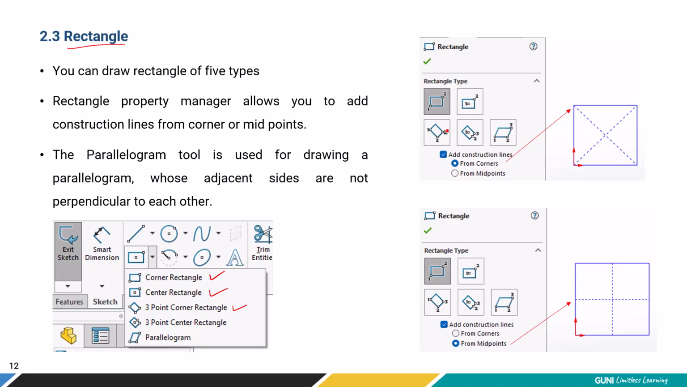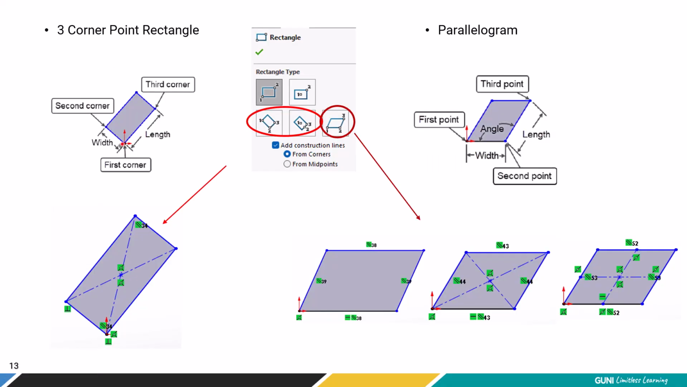Now while drawing the rectangles, you may add construction line from the corners or from the midpoints. These construction lines are sometimes very useful to place another geometry. Now the first corner point will be this, second will define the width and third will be the length. You can also draw the rectangle having some inclinations.